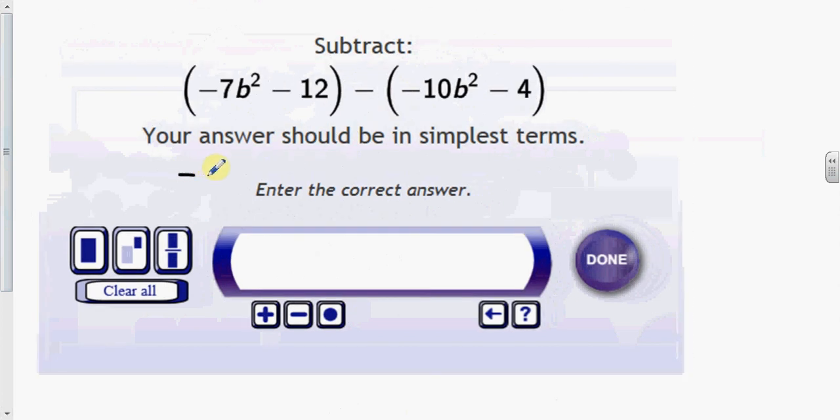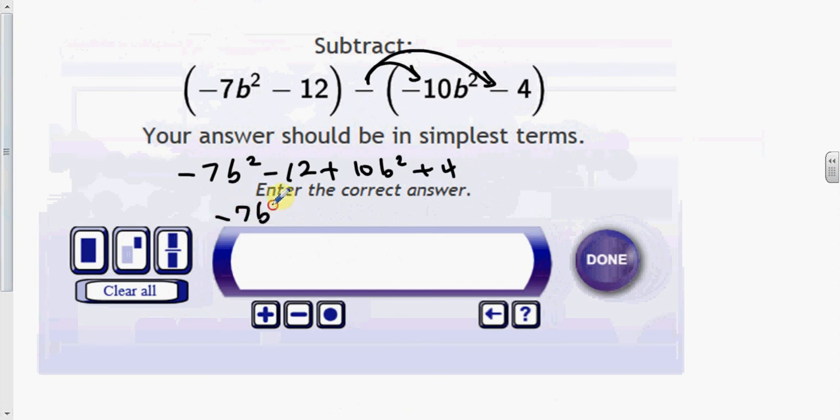Okay, so now this is negative 7b to the second minus 12. Again, distribute the negative through here and also over there. So this negative times negative is positive 10b squared. And then do it again. Negative times a negative 4 is plus 4. We get the like terms together. Negative 7b squared plus 10b squared, then minus 12 plus 4.